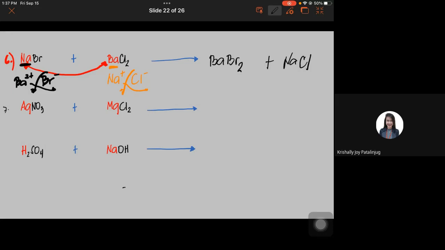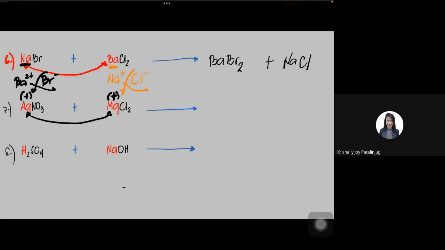Sige, let me continue. 7 and 8. So you have silver nitrate and magnesium chloride. So switch again the cations. Cations are in red color. But of course, in the exam, same color lang yung fonts, ha? This one is for your guide lang during your independent study. So the cations are the ones written in color red.